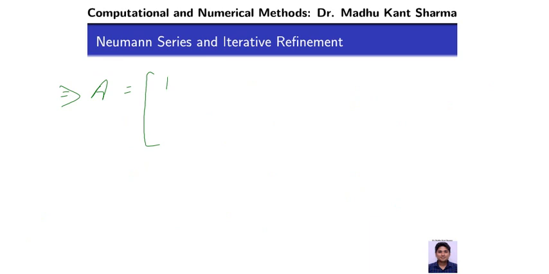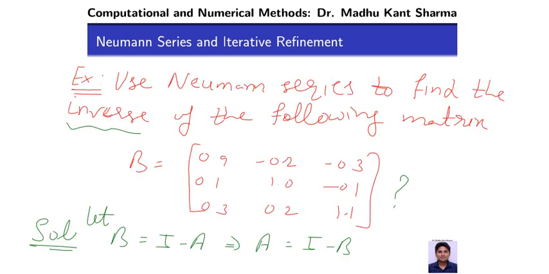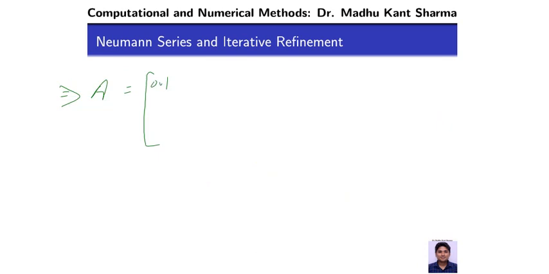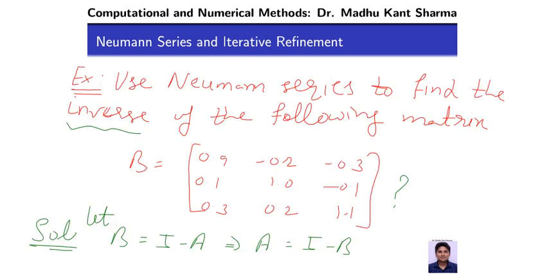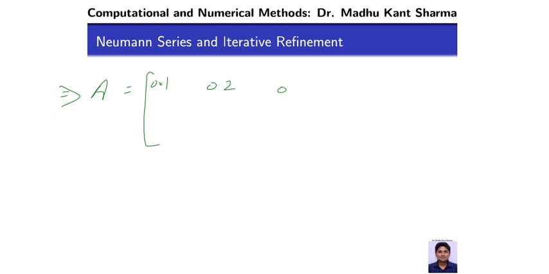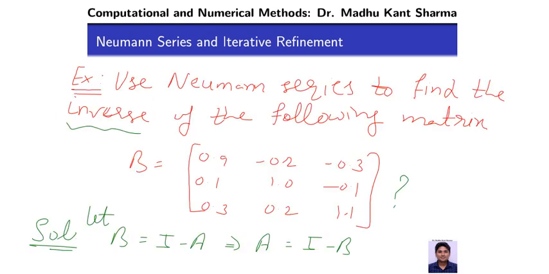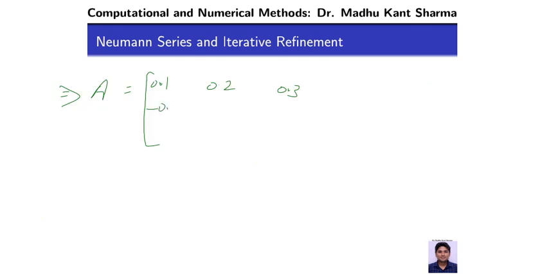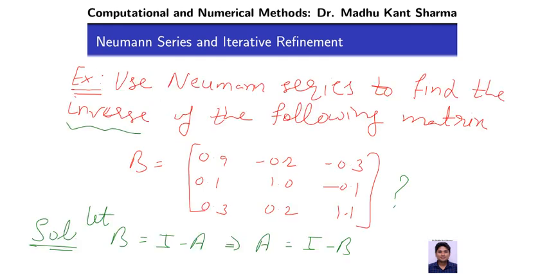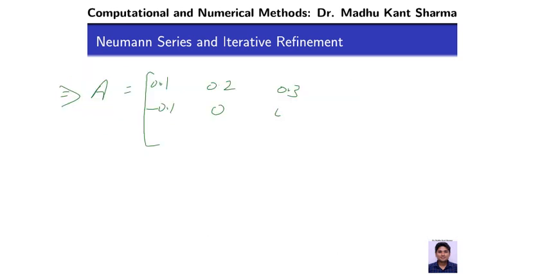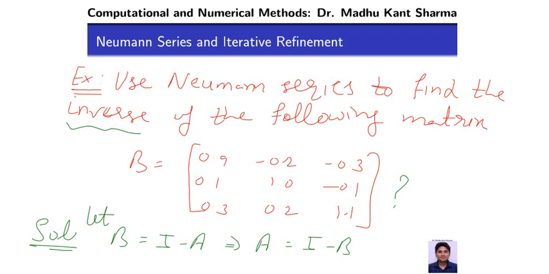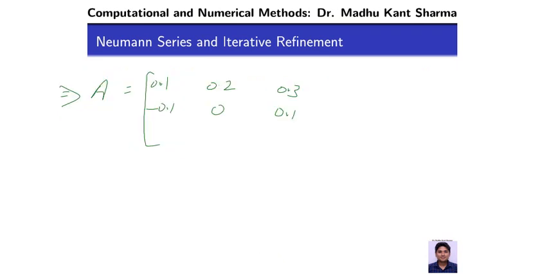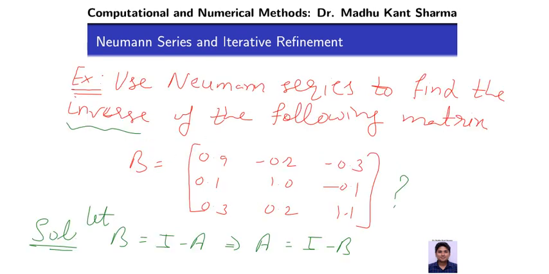This implies A is equal to the matrix with entries 0.1, 0.2, 0.3, 0.2, 0.3, minus 0.1, minus 0.1, 0, 0.1, 0.3, minus 0.3, minus 0.2, and minus 0.1, that is, I minus B.